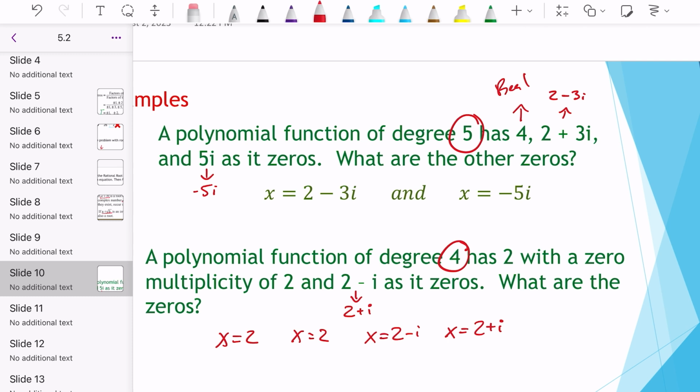So as we take a look at all of our possible zeros, it would be x equals 2, 2, x equals 2 minus i, and x equaling 2 plus i would be the zeros for this problem.